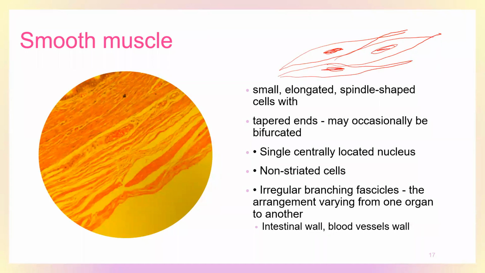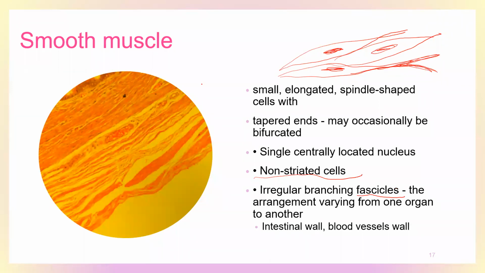Okay, so they have tapered ends. Sometimes they can be bifurcated like this, okay? And then it looks a bit like they're branched, but they're not branched, okay? So there is a single centrally located nucleus, and there are no striations, okay? So irregularly branching fascicles may be there, right? Arrangement varying from one organ to the other.